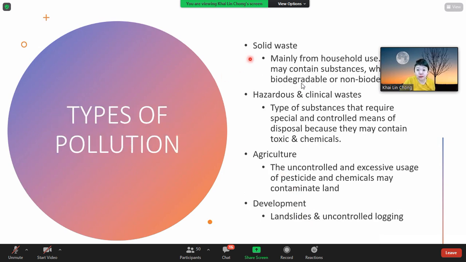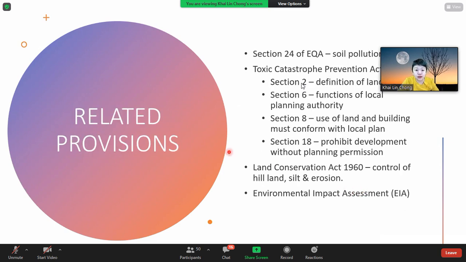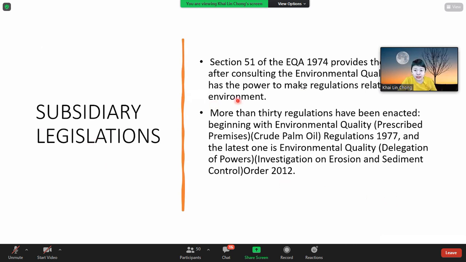Right, so the types of the pollutions from the soil or lands: solid waste, hazardous and clinical waste, agricultures, and then developments. Okay, so the related provisions are the sections 24, and then Toxic Catastrophe Preventions Act, Section 2, Section 6, 8, and 18, Land Conservations Act, Environmental Impact Assessment. Okay. Subsidiary legislation. Sections 51 of the EQA provide the ministry, after consulting the Environmental Quality Council, has the power to make the regulations relate to the environment. Okay, so more than 30 regulations had been enacted beginning with the Environmental Quality Prescribed Premise Crude Palm Oils Regulations. And the latest one is Environmental Quality Legislations of Power, Investigations on the Erosions and Sediment Control.